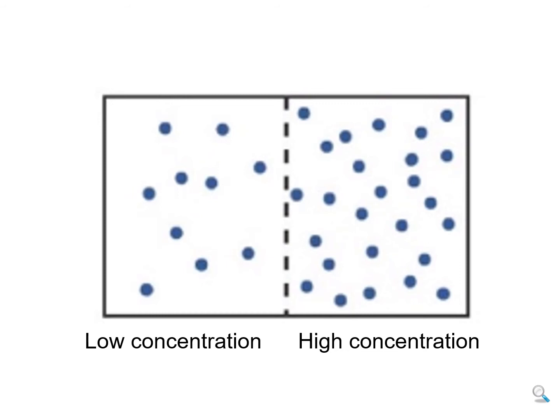So the first thing to note is an increase in concentration increases the rate of reaction. That means it makes the reaction happen much more quickly. The reason for that is that the particles are now closer together because there are more of them. If the particles are closer together, that means there's an increased frequency, that's an increased number of successful collisions. Remember, we have to use the word successful.